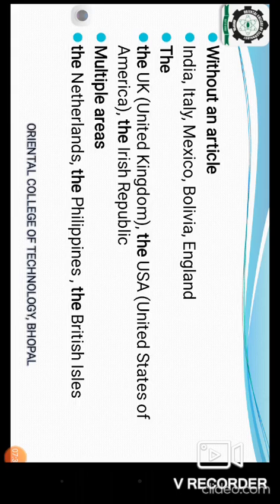The UK, the USA, United States of America, the Irish Republic. Multiple areas: the Netherlands, the Philippines, the British Isles.